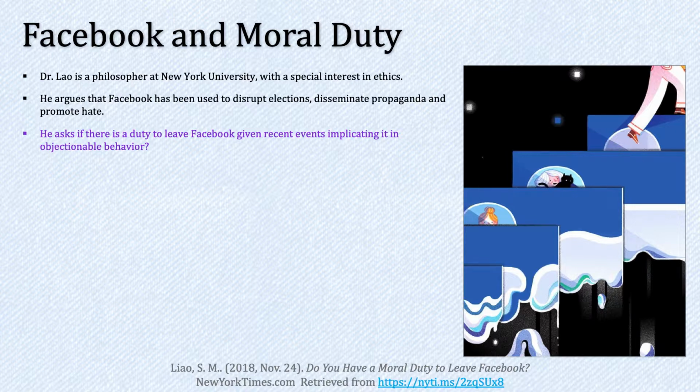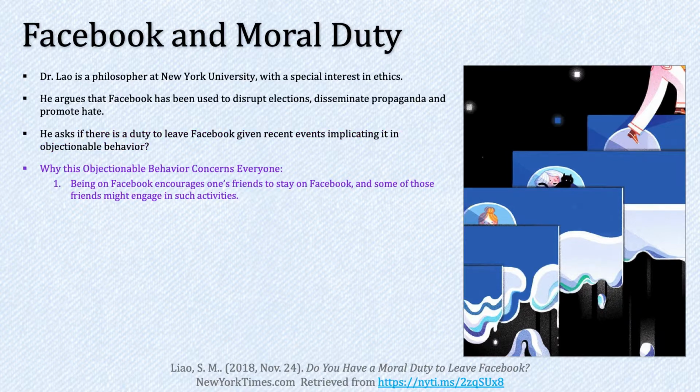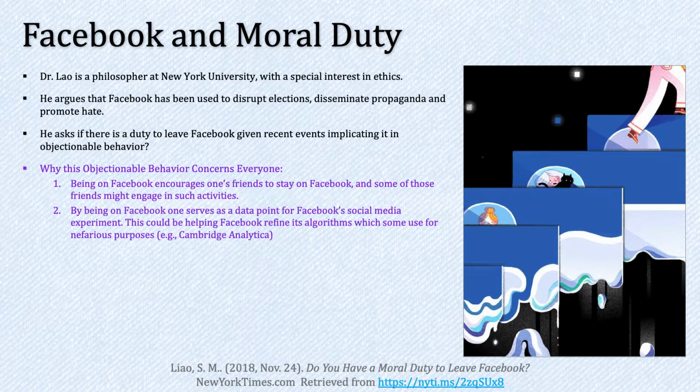And he argues that this objectionable behavior by Facebook or through Facebook concerns everyone. Why does it concern everyone? Well, he argues first, being on Facebook encourages one's friends to stay on Facebook. And some of those friends might engage in these objectionable behaviors. Secondly, he argues that by being on Facebook, one serves as a data point for Facebook's social media experiment. And this data point could be helping Facebook refine its algorithms, which some people might be using for nefarious purposes. And the example he cites is the Cambridge Analytica scandal.